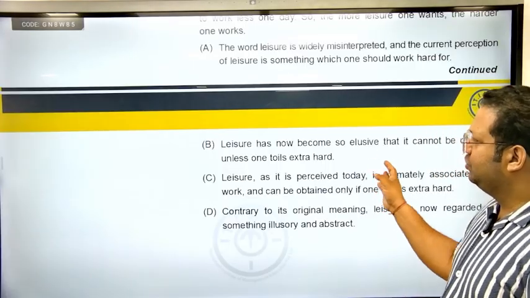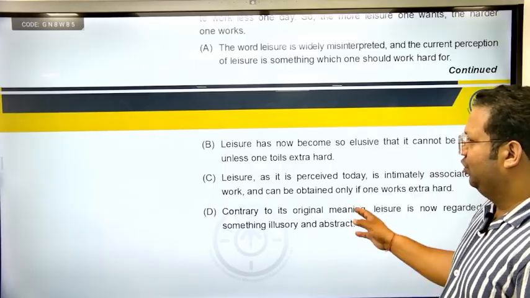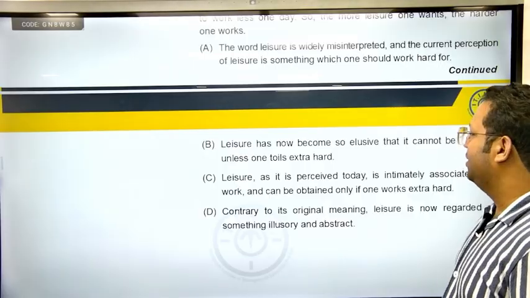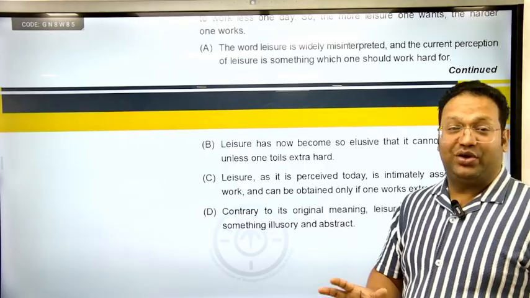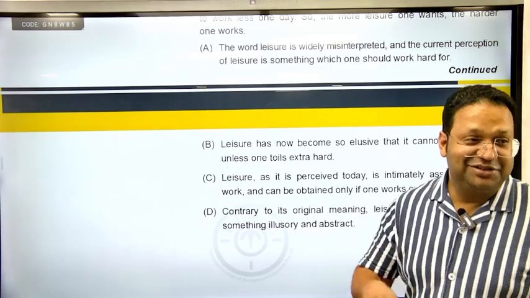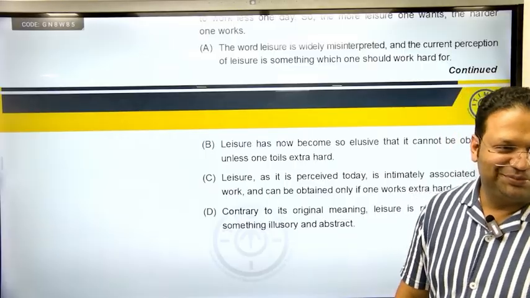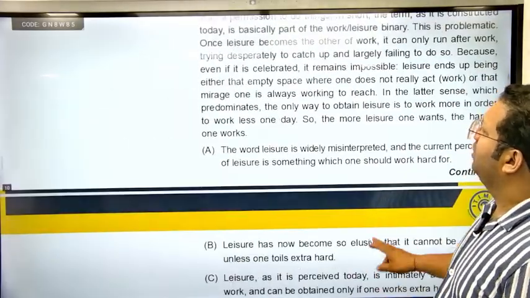This third option is also probably the same. And the fourth one says, contrary to its original meaning, leisure is now regarded as something illusory and abstract. It is not there. It is illusory and abstract. Maybe a mirage. You have to read it again.